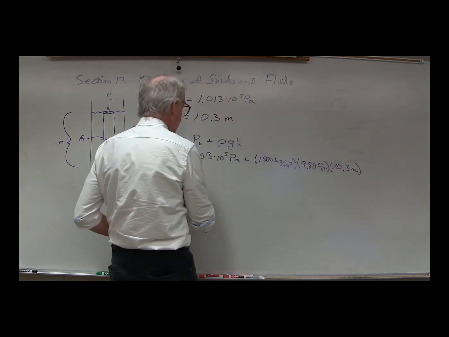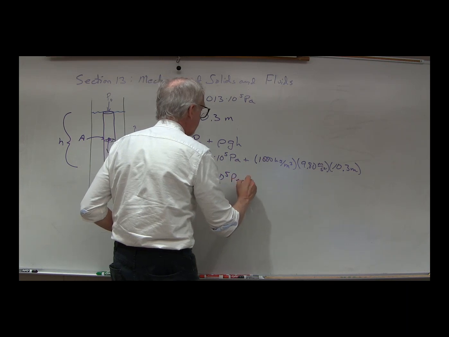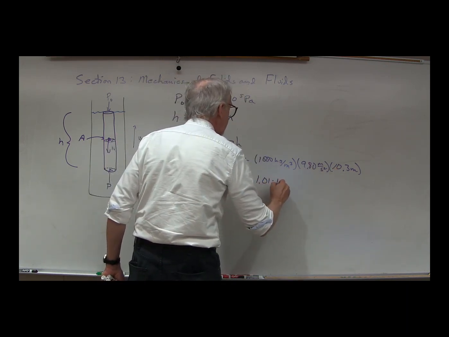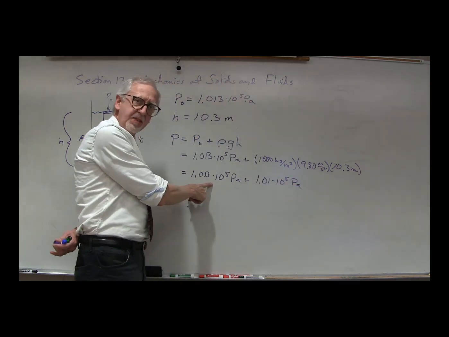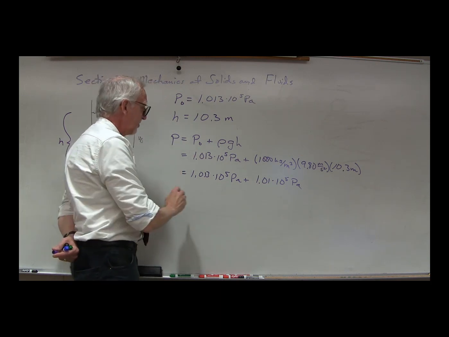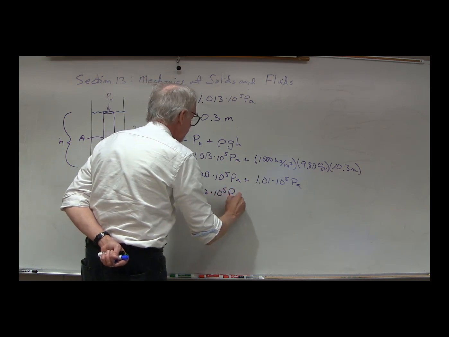and what do we get? This will be 1.013 times 10 to the 5th pascals, plus, multiply that out, and what do we get? We get 1.01 times 10 to the 5th pascals. Essentially the same thing as the atmosphere at the top, 1 atmosphere. What do we get? 2.02 times 10 to the 5th pascals.